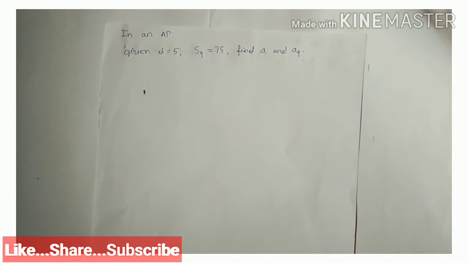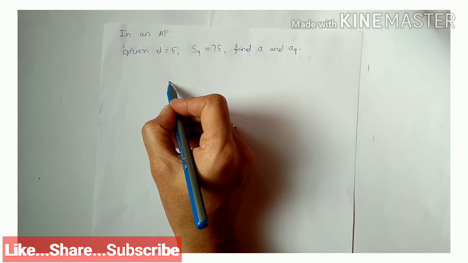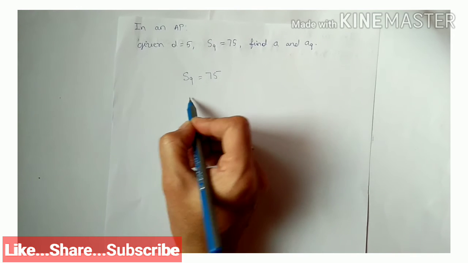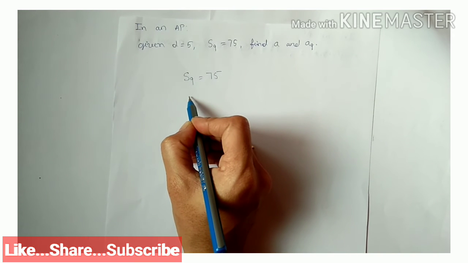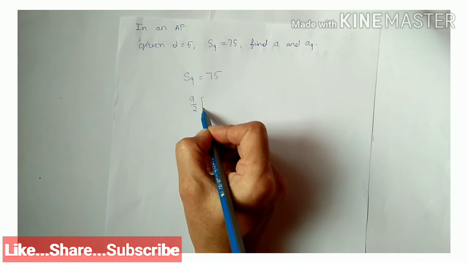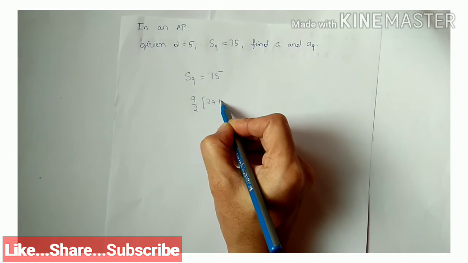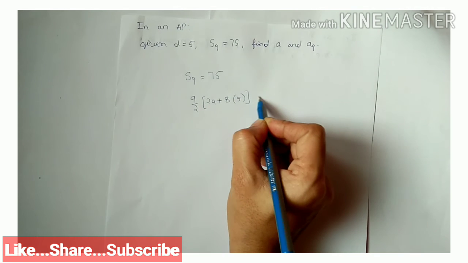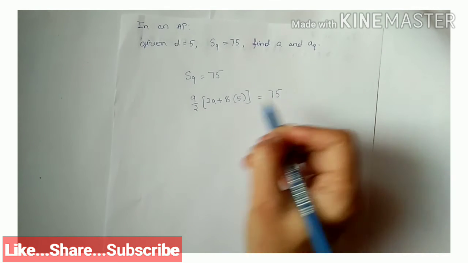One more example. In an AP given D is equal to 5, S9 is equal to 75, find a and A9. Here given common difference is 5, S9 is 75. We can write S9 is equal to n by 2 into 2a plus n minus 1 into D. 9 by 2 into 2a plus 9 minus 1, 8 into D 5 is equal to 75.